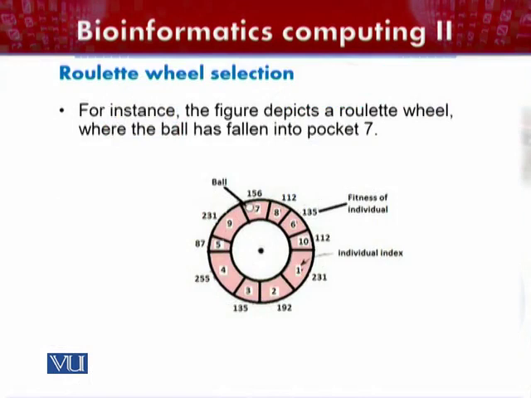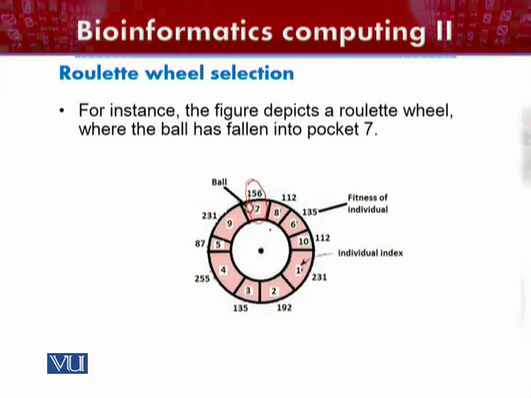This figure indicates the concept of the roulette wheel method for selection of the parents in a genetic algorithm. The figure depicts a roulette wheel where the ball has fallen into pocket number 7. So here one can see that this is a ball, and this ball is getting into this specific pocket number 7 of this roulette wheel. This roulette wheel has 9 pockets because the number of pockets indicates the number of individuals in that specific population.